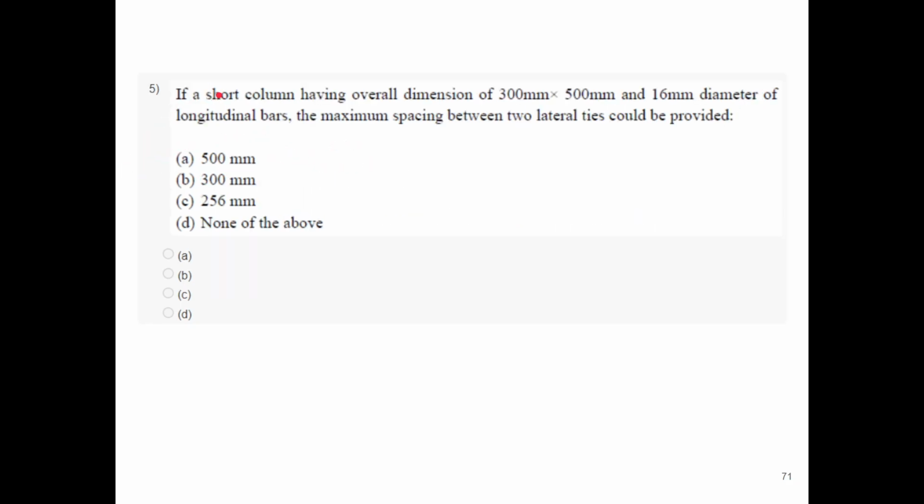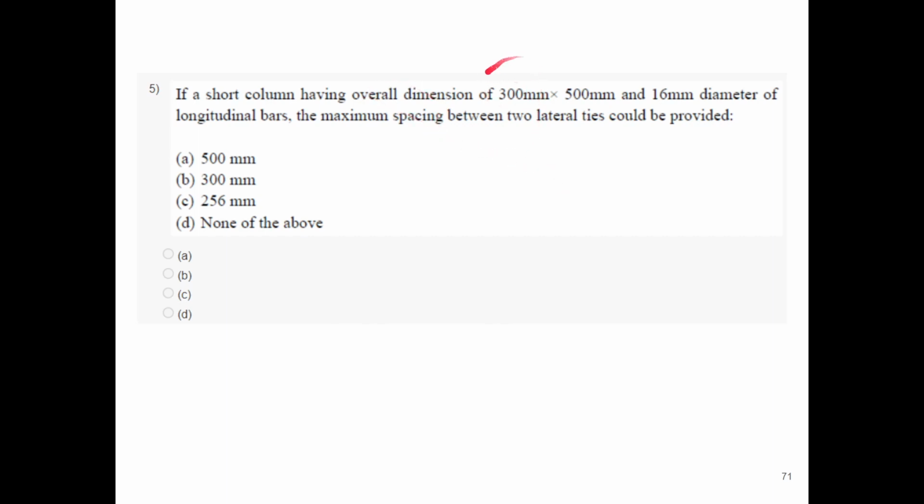Fifth question: if a short column having overall dimension of 300 mm by 500 mm and 16 mm diameter of longitudinal bars, the maximum spacing between two lateral ties could be provided how much? 500 mm, 300 mm, 256 mm, or none of the above. If you remember, what are the conditions for providing maximum spacing between two lateral ties? There are three conditions, and it should be the minimum of those three.